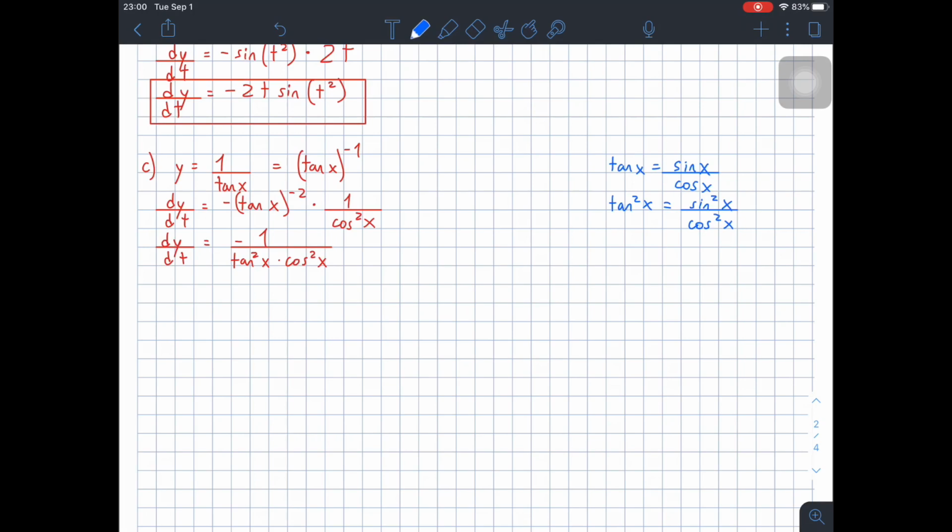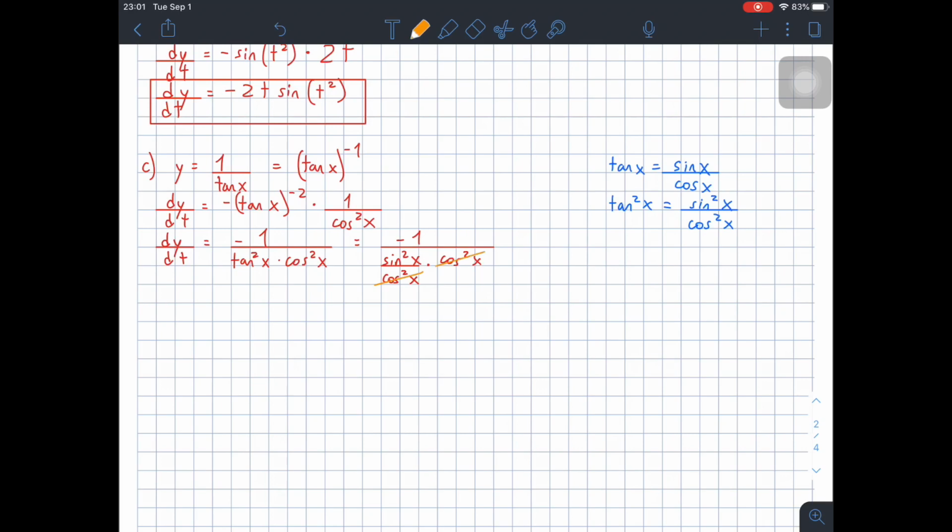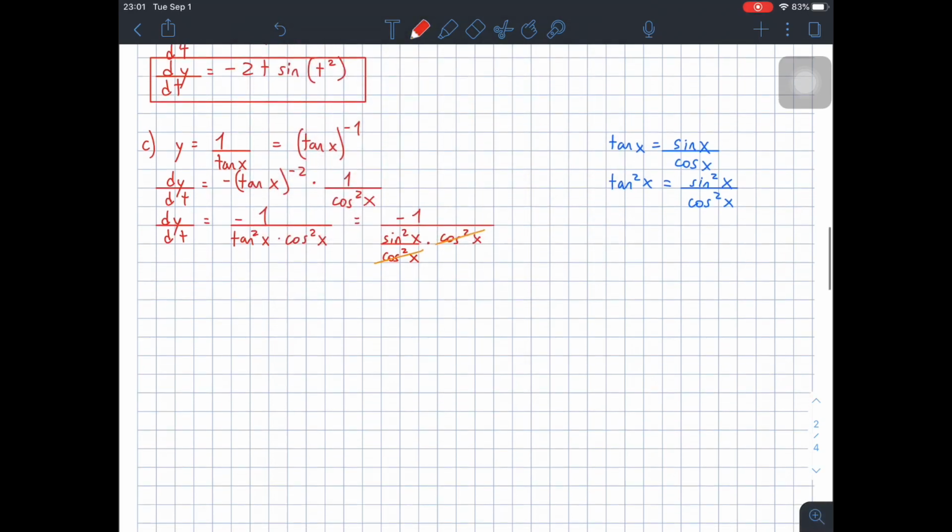So if I replace all of this here instead of tangent of x, maybe I will be able to simplify some things, okay? So that's exactly what I'm going to do. And I'm going to rewrite this as negative 1 over sine squared of x over cosine squared of x times cosine squared of x. Okay? And I see that I can simplify here cosine squared of x with cosine squared of x. So there we have the final result.